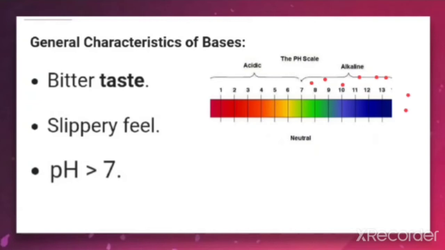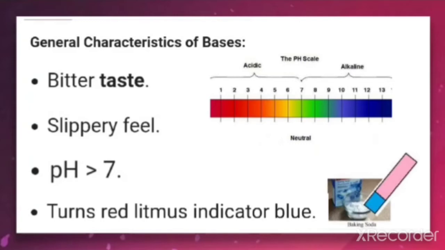If it is greater than 7 in pH value, then it is called alkaline. It turns red litmus to blue. That means if the red litmus paper turns to blue, it indicates the presence of bases. So these are the general characteristics of bases that should be familiar to you.